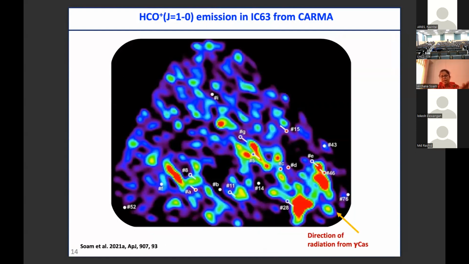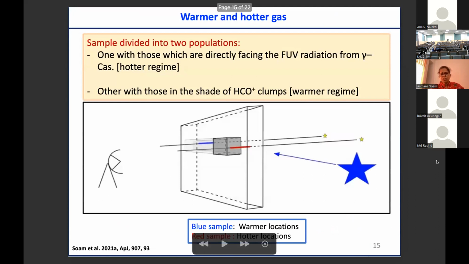You can see these red and blue dots here, which show that we tried to divide our sample into two populations, one population lying behind or in the shade of these clumps, and one population lying in front of the clumps, which is directly seeing the radiation from gamma Cas. So these two things we had.